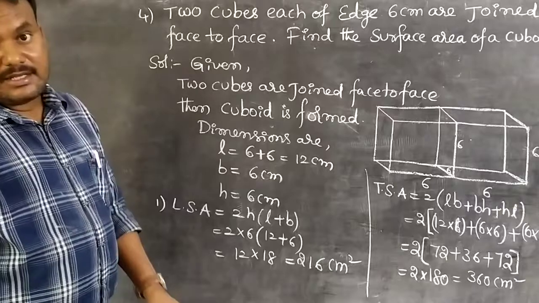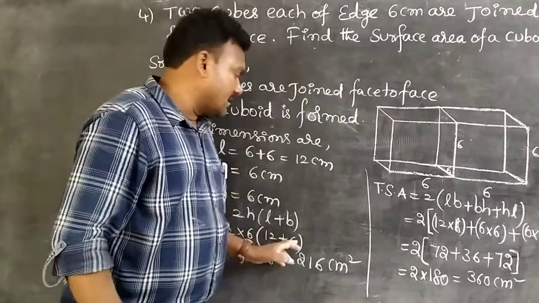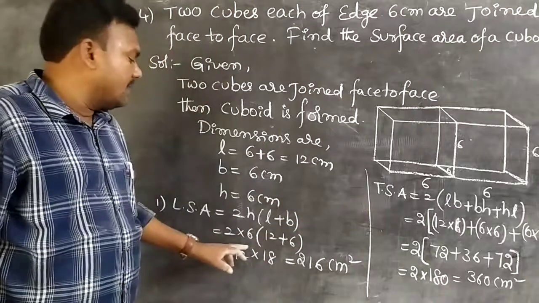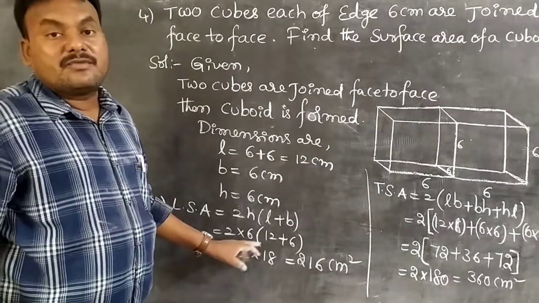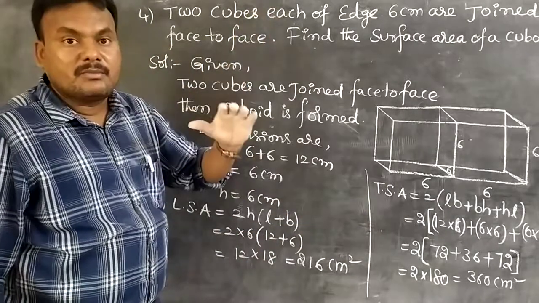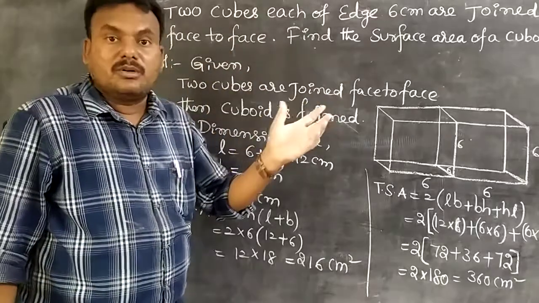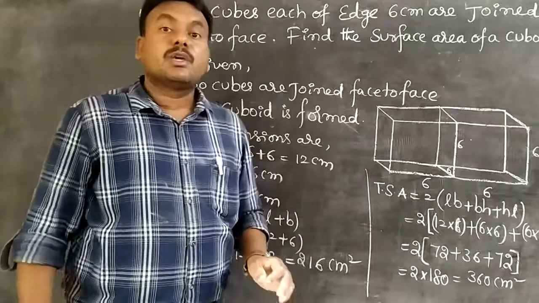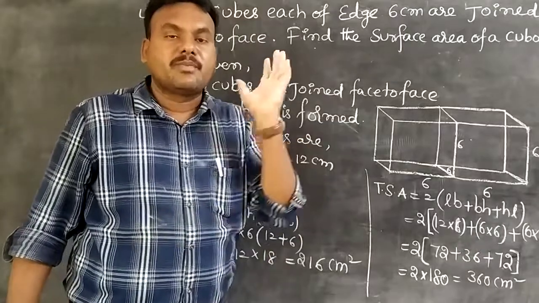360 square centimeters. Observe the LSA and TSA values. TSA is always greater than LSA. Why? Because in LSA there is no top and bottom, but in TSA we have taken both. Okay, this is all, students. Tomorrow we will discuss the cube along with some related problems, students.